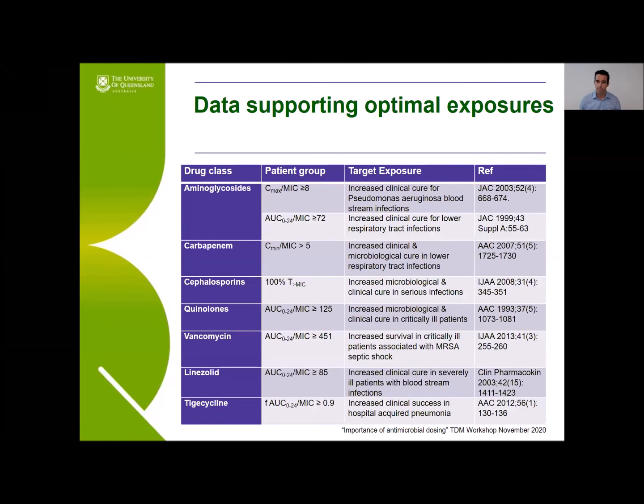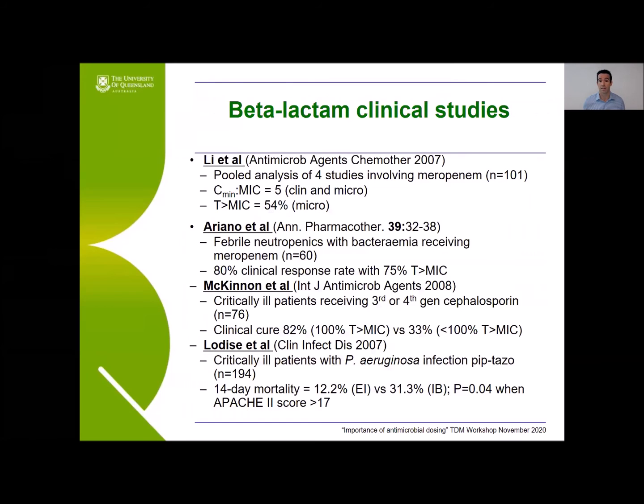In terms of the clinical data, which is supporting optimal exposures, this is a table which summarises some of the data that exists. And the main point I wanted to make here is that almost all of the antimicrobial classes are covered here, which means that this clinical outcome data, supporting a particular exposure of drug being associated with better patient outcomes, has been described for each of those different antimicrobial classes.